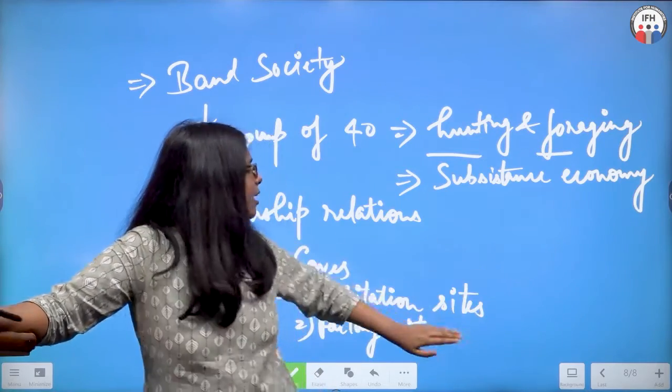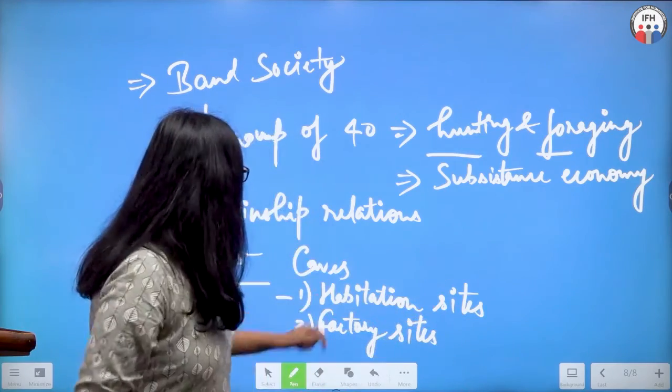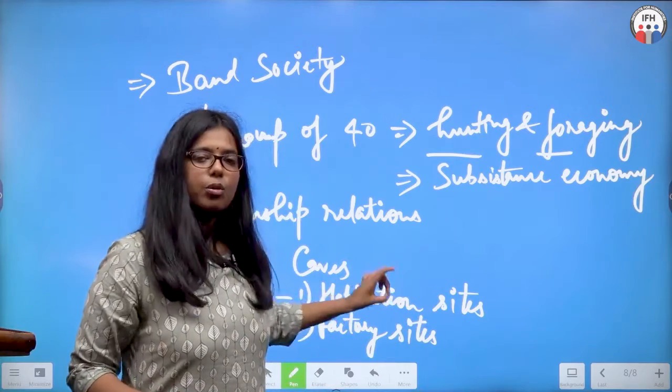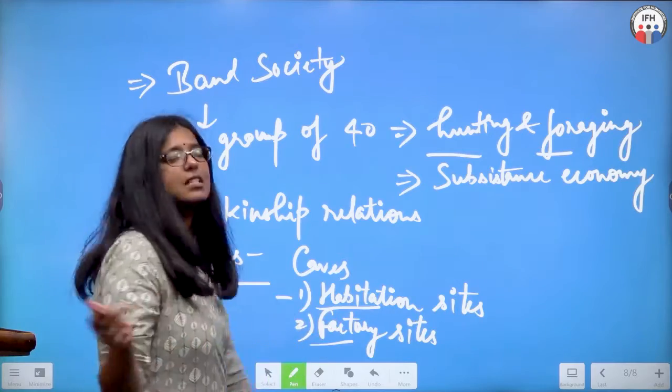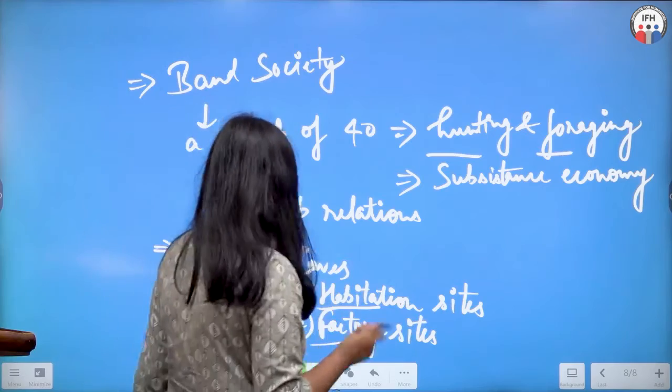They are not going to be away from each other. They'll be closely together. Sometimes where they are living, they are also making tools there. So both of these can overlap. So habitation sites and factory sites, where they are living, where they are making the tools. Okay.